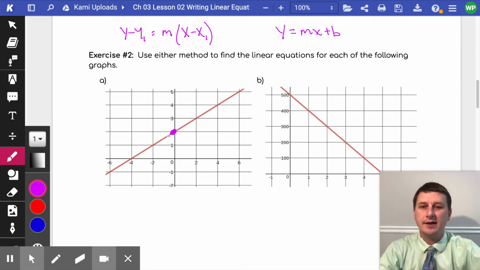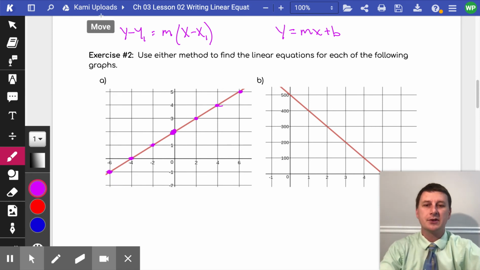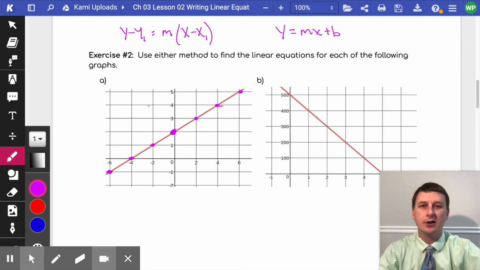So I'm going to find another point on this line so I can find the slope. I see this point, or you could use this point, or this point, or even this point. So there are a lot of different points that you could see within this line, and you can use any 2 of those points to find the slope. I'm just going to start here because that's where I normally begin.